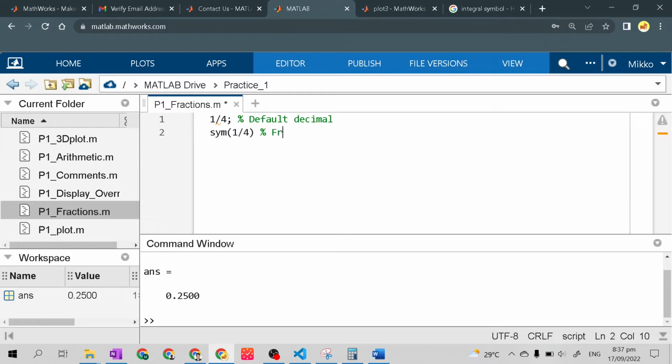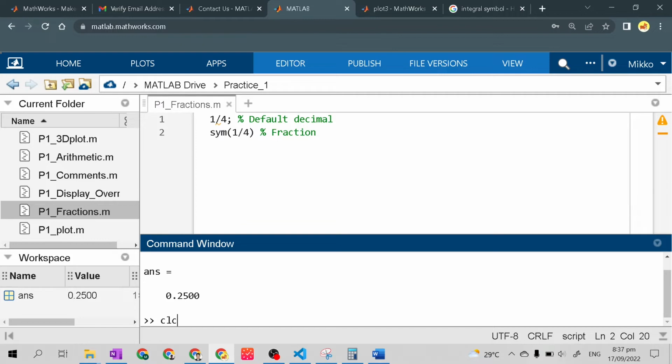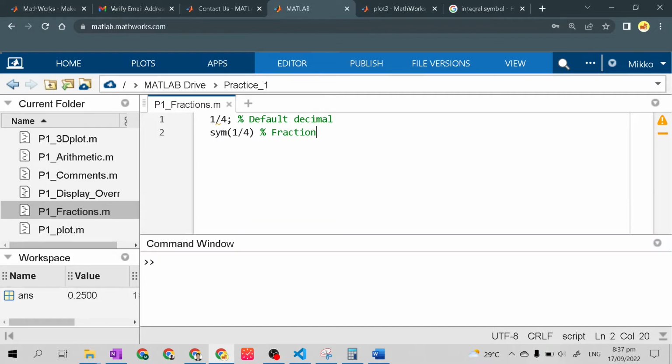Fraction. Then let's run it. F5. Okay, now it's a fraction, 1/4. But because we are writing fractions vertically, with the numerator at the top of the denominator, we can do that in MATLAB. How can we do that?